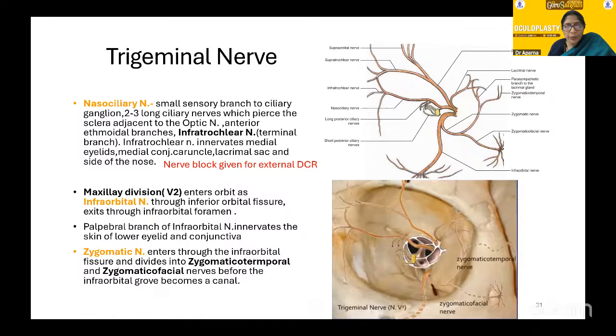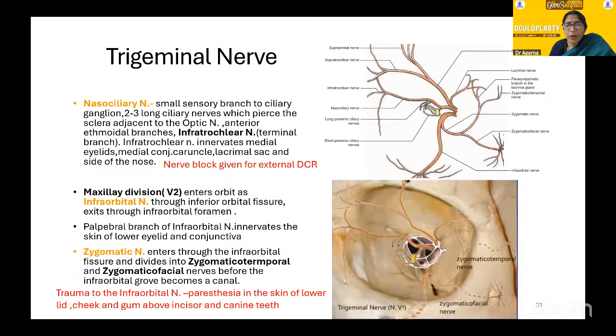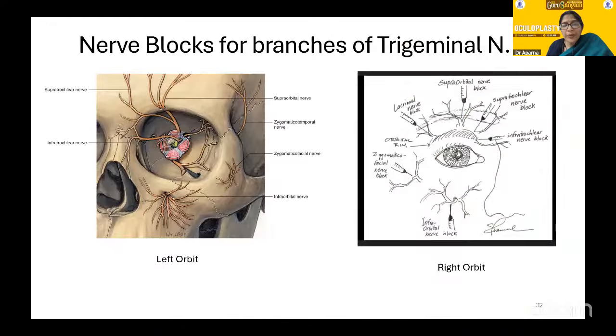Trauma to the infraorbital nerve causes paresthesia in the skin of the lower lid, cheek, and gum up to the incisor and the canine teeth areas. So this is a diagrammatic representation of all the sensory branches of the trigeminal nerve, and if committed to memory, it would be easy for us to give the various nerve blocks that have been described on the right hand side.